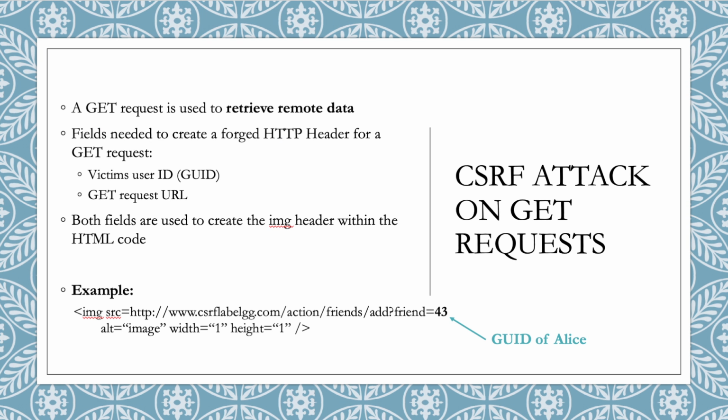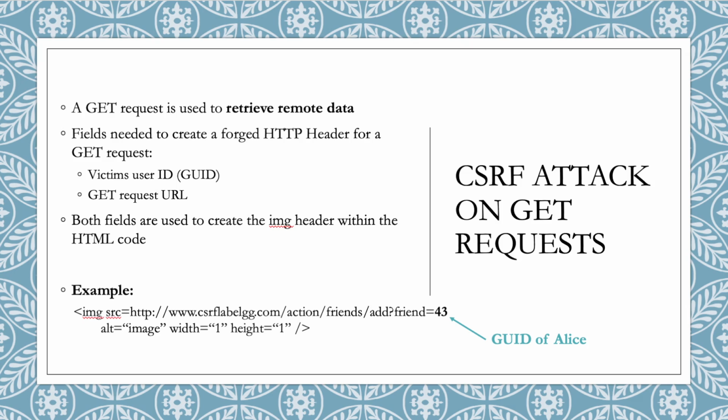So first I'm going to go over how to perform a CSRF attack on GET requests. A GET request is used to retrieve remote data, and the fields needed to create a forged HTTP header for a GET request consist of the victim's user ID, otherwise known as the GUID, and the GET request URL. Both of these fields are going to be used to create the image header, which is going to be within the HTML code that's going to be linked to the attacker's website. And below here you can see an example of an IMG header, which I'll be showing you in my implementation demo video.